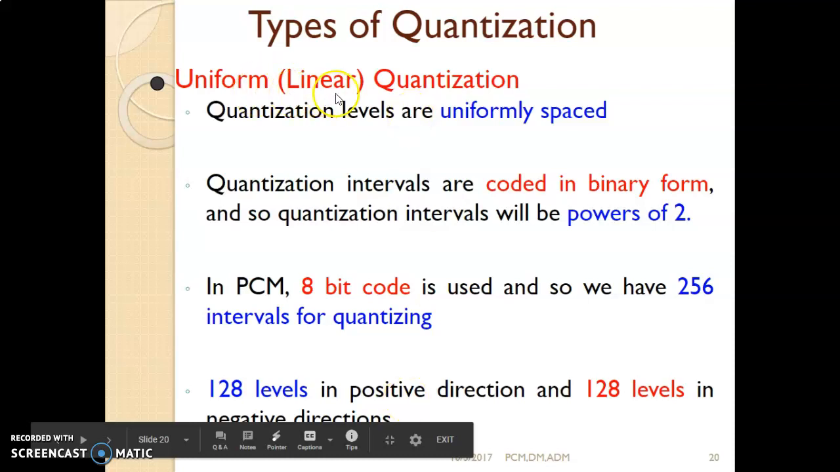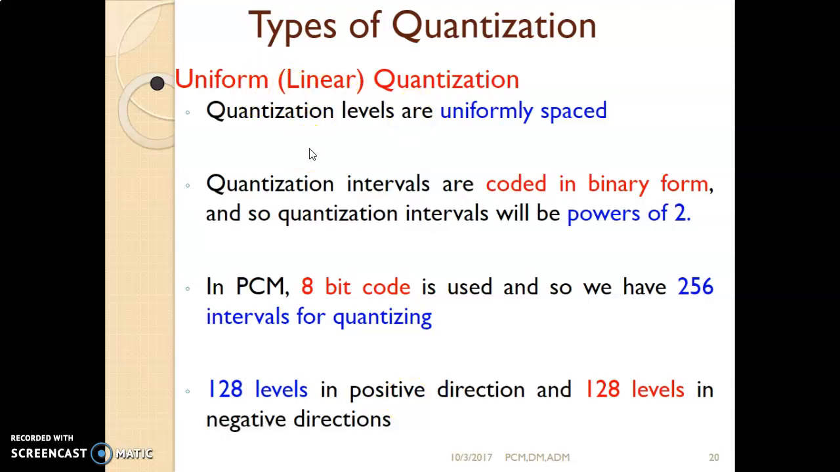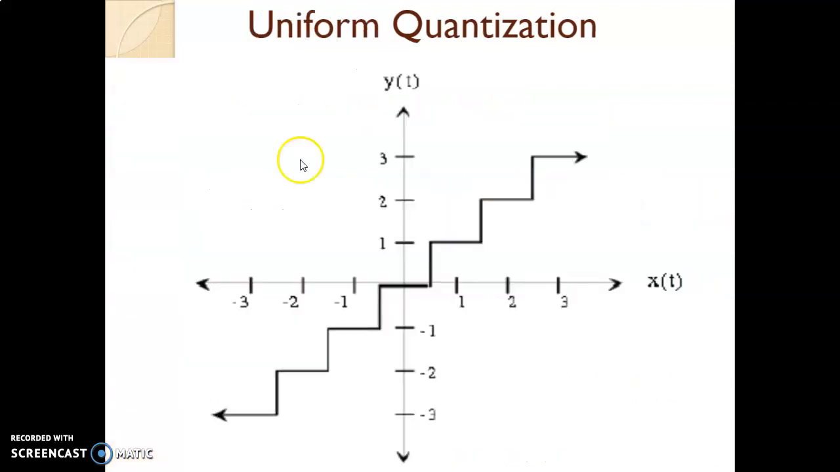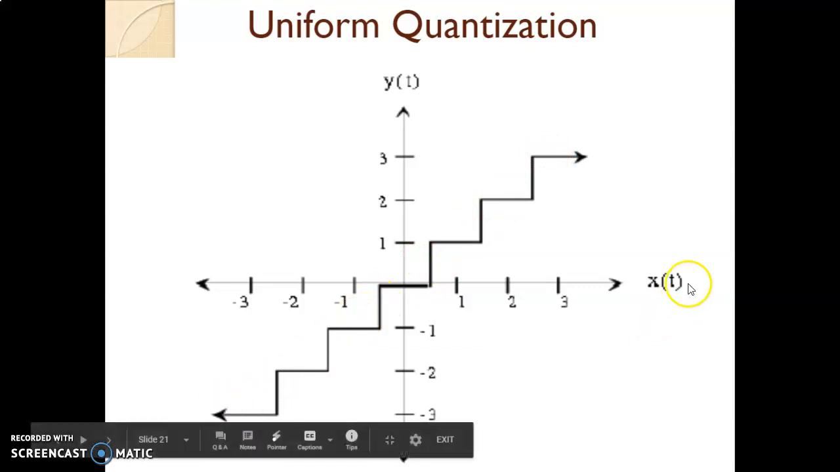So in linear quantization, you will have equally spaced, or uniformly spaced, quantization levels. It does not depend on what your analog input signal is. Irrespective of that, you will have uniform quantization, and the diagram for uniform quantization is this. You can see each and every step size. Step size is nothing but our quantization level. Each quantization level is uniform in the positive direction and negative direction. x(t) is the input, y(t) is the output.